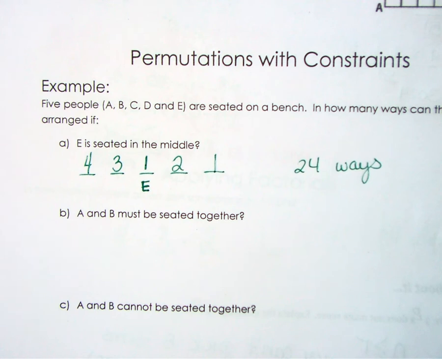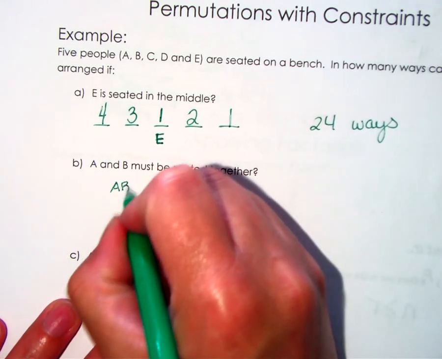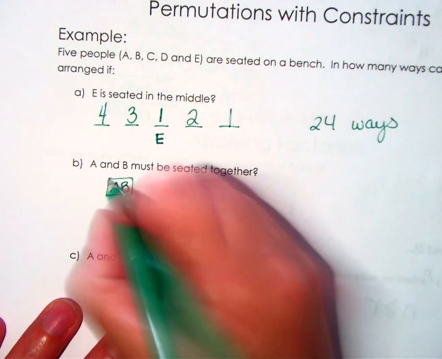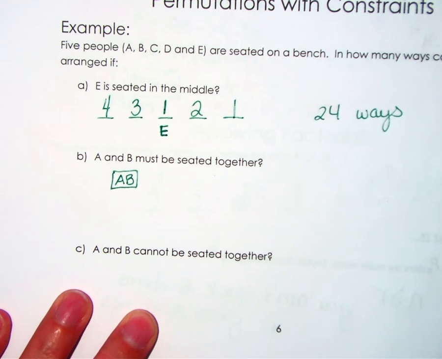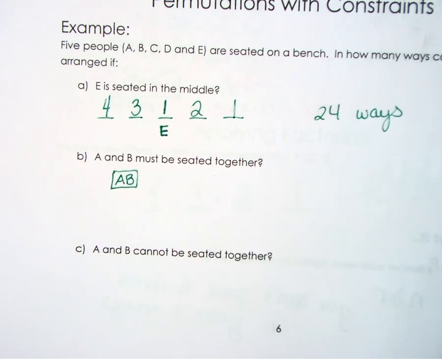Okay, A and B must be seated together. So what happens? A and B become a set. They are now treated like one person. Wait, they only get one seat? Treat them like they're getting one seat. But then we're going to come back to them in a second because there's something else we have to do.